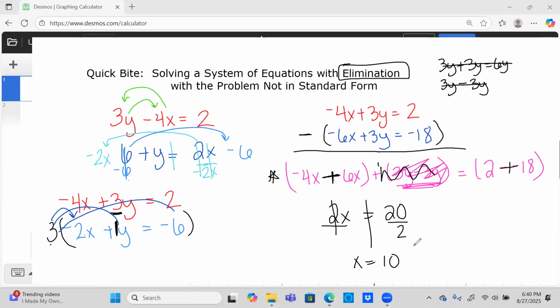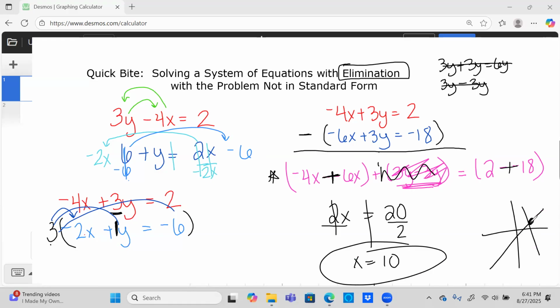I have a lot of students, they'll get there and they'll circle that and they think they're done. You're not done. Because this is 2 lines, right? So if we were to graph this, they meet at a point. So a point has an x coordinate and a y coordinate. So we need an x answer and a y answer. So this is halfway there, and this is the harder half.